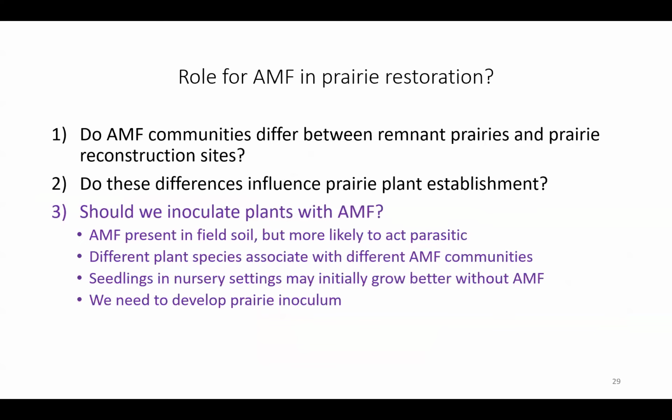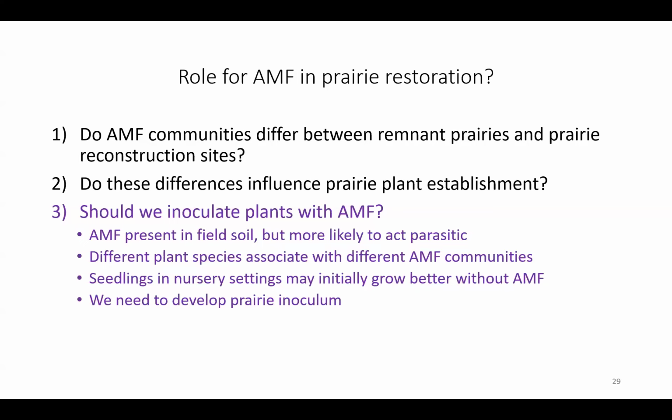We also know that different plant species associate with different AM fungal communities. So we really need to think about how we would develop an inoculum that would be appropriate across multiple species, or maybe for particularly targeted species of interest. And if we're thinking about seedlings in nursery settings, that initial growth performance that's higher without AMF reminds us of the cost of AMF. So again, the timing of inoculation may depend on the species that we're working with.